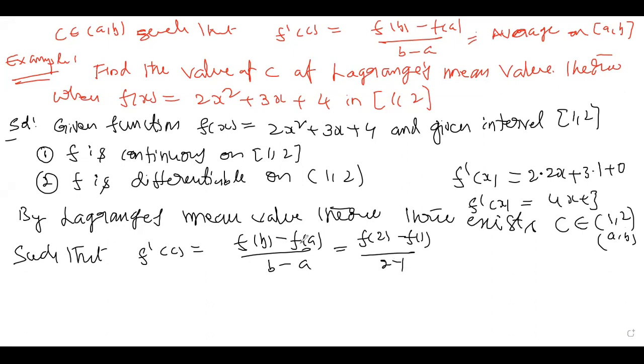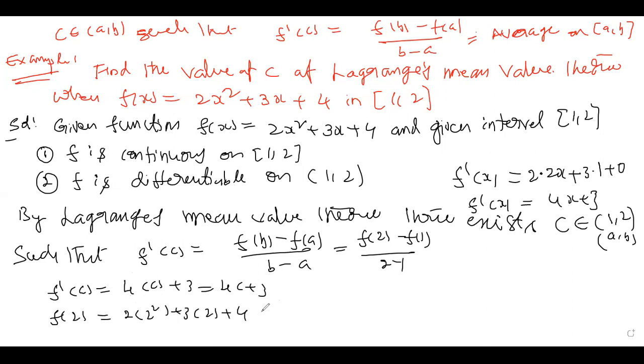First we have to find f dash of c. Already you calculated f dash here, 4 into c plus 3, that equals 4c plus 3. Now we require f of 2. f of 2 means 2 into 2 square plus 3 into 2 plus 4. 2 twos are 4, 4 twos are 8, plus 3 twos are 6, plus 4. That equals 18.